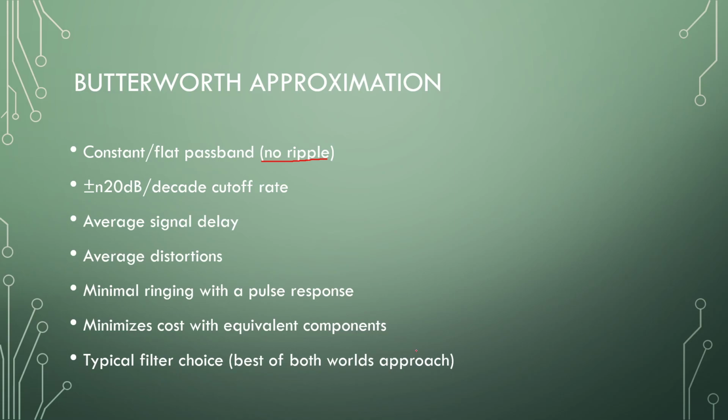We can minimize the cost using equivalent components with the Butterworth approximation. Basically, almost all the components except for the Q factor in the KRC filter will be the same components. If the components have the same value, that reduces the cost quite significantly in a production run. The Butterworth is a very typical filter choice because it is right between the Bessel and the Chebyshev. It is the best of both worlds approach.